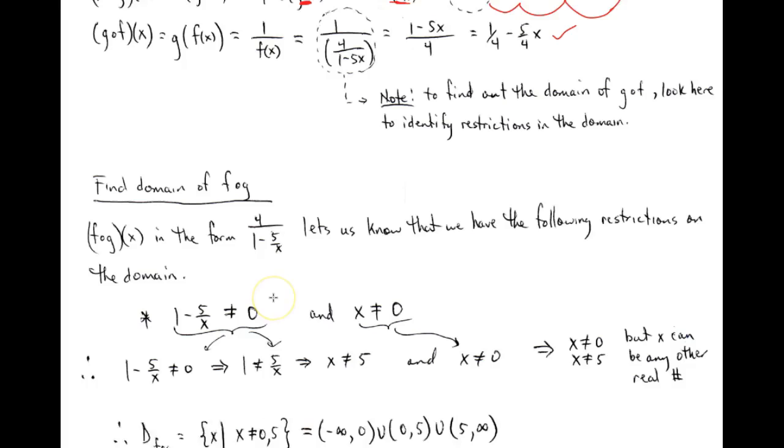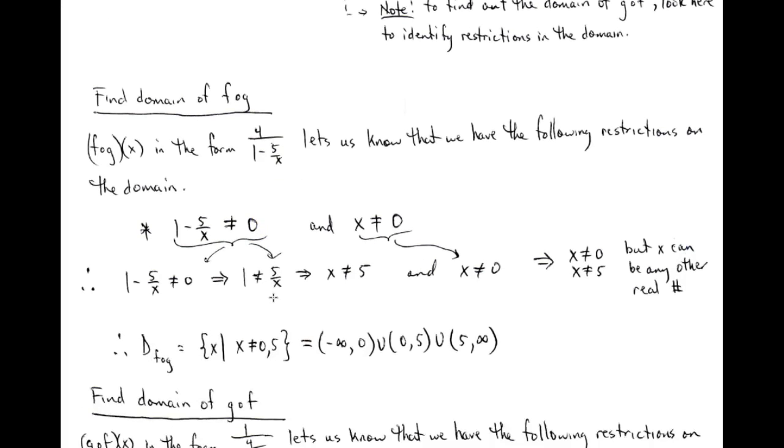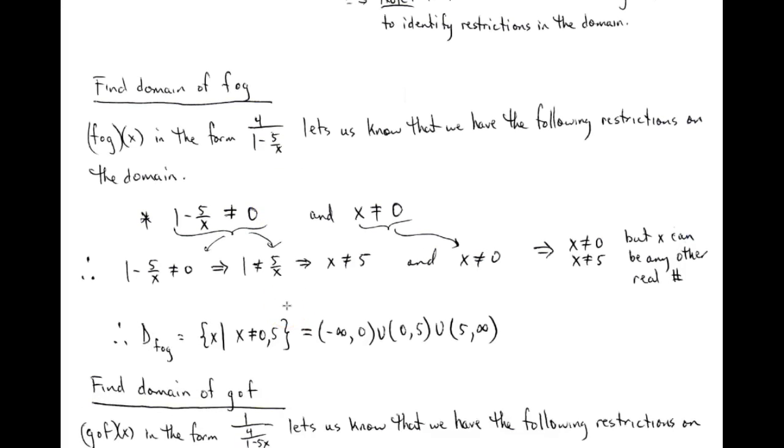So for the domain of f of g of x, we see that we have two restrictions. The first is we know that this entire denominator cannot equal 0. So that's what this is saying. And if we take this, I'm doing it real fancy right here, but at the end of the day, we know that we can't allow this to be 1. If we plug in 5 right here for x, 5 divided by 5 is 1. So that's the thing that we can't have.